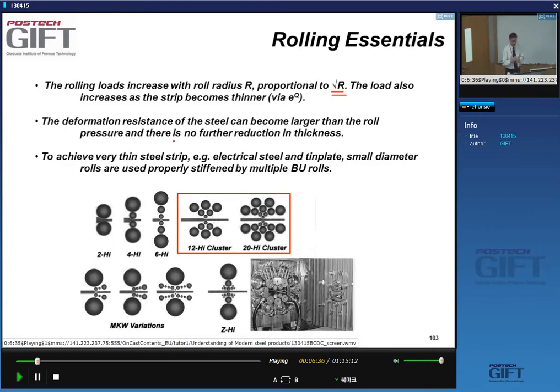And in those cases, for instance in cases of electrical steels and very thin packaging steel, we will use very small diameter rolls, which are stiffened by multiple backup rolls. Because when the rolls become very small, they will have a tendency to easily bend. So you have to have all these multiple backup rolls, and you can see here these cluster mills are used for this purpose.